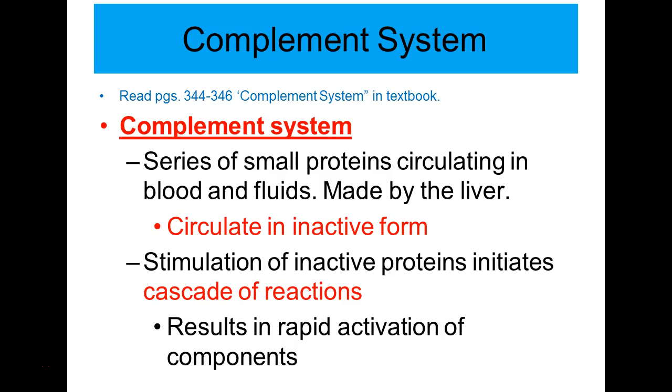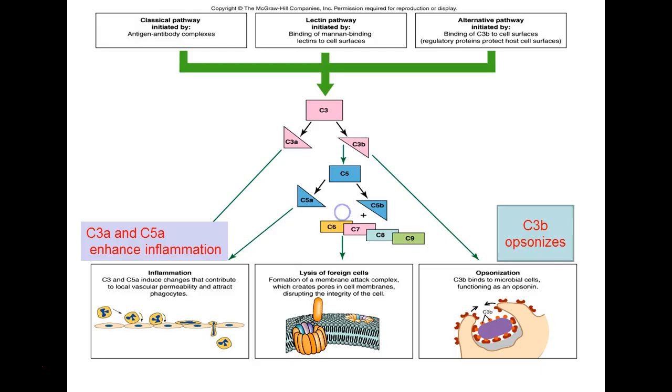The presence of bacteria will directly or indirectly activate complement in what's called a cascade of reactions. There are three pathways that activate complement: the classical pathway, the lectin pathway, and the alternative pathway. All three require the presence of microorganisms.